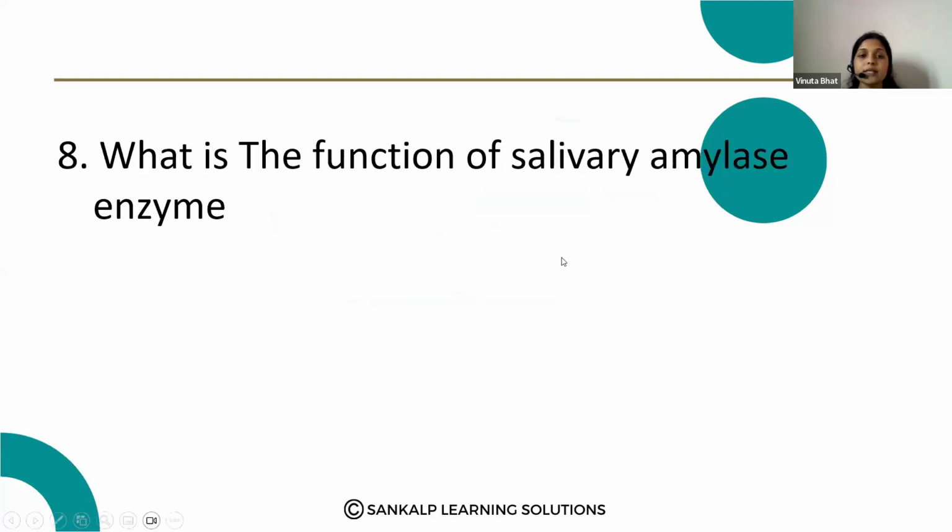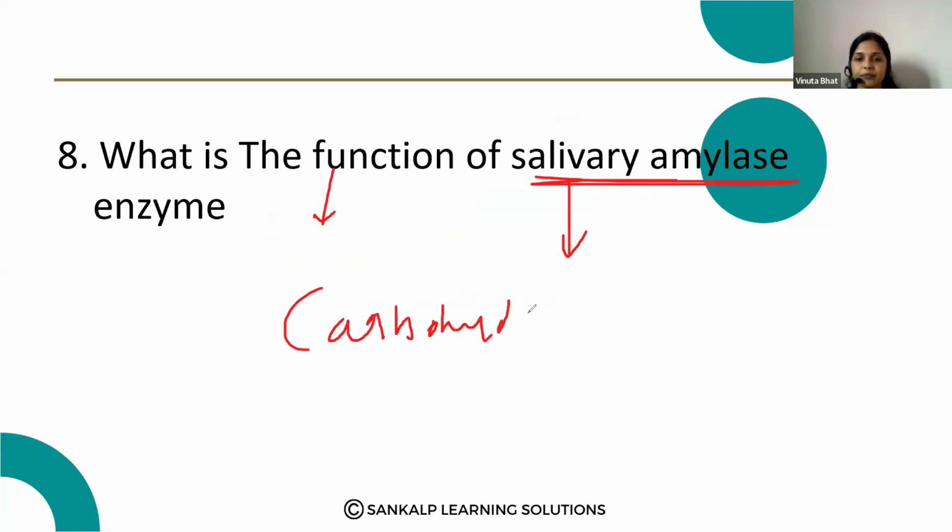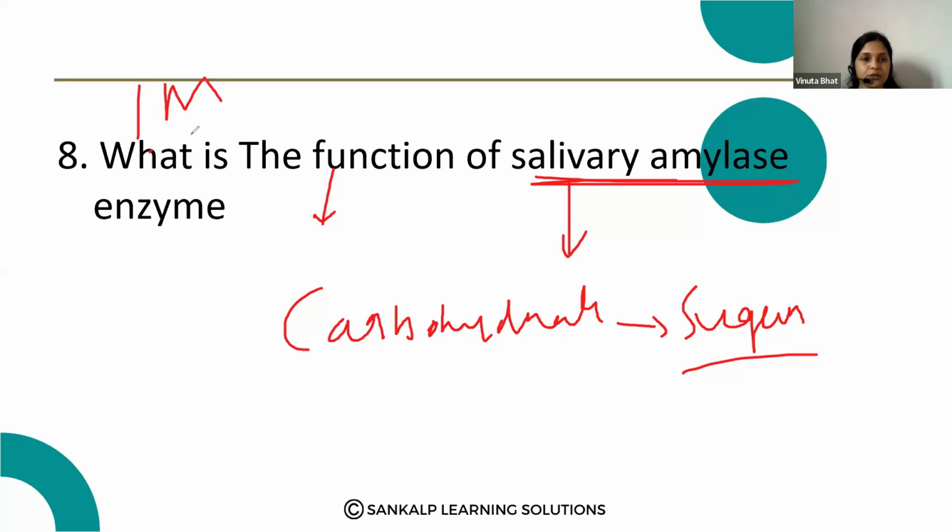Next question. What is the function of salivary amylase enzyme? Salivary amylase is present in the saliva. Saliva is secreted by the salivary glands. And what is the function of salivary amylase here? Salivary amylase converts carbohydrates into sugar. So that is the correct answer. This is also a 1-mark question.